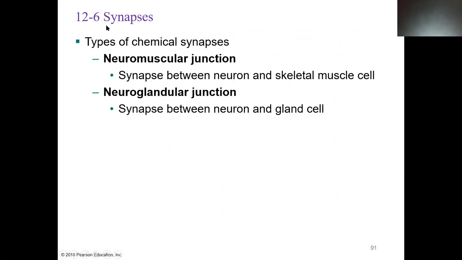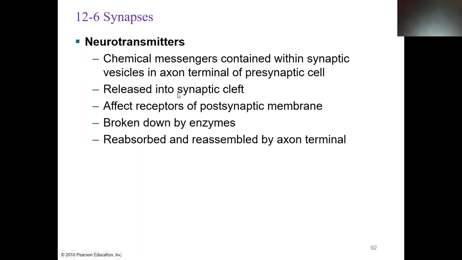We have 2 types of chemical synapses. We have neuromuscular, obviously as the name implies, between a neuron and a muscle, and neuroglandular, between a neuron and a gland. So those are pretty self-explanatory.